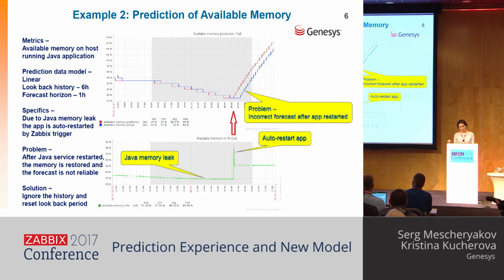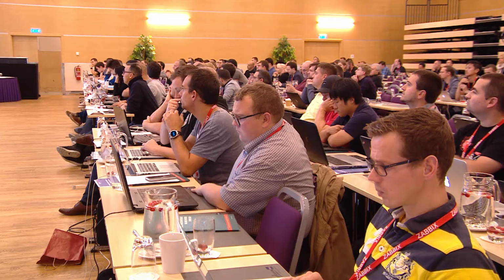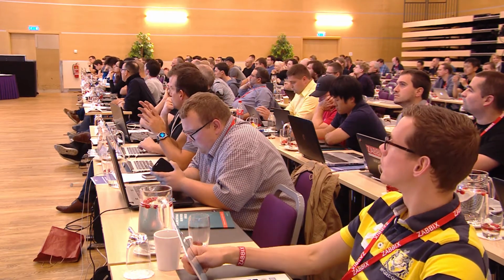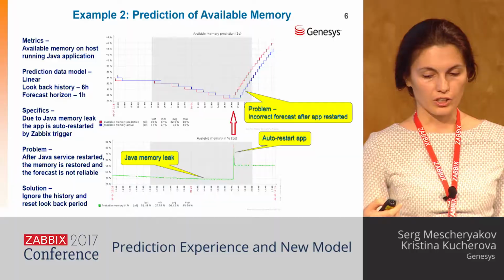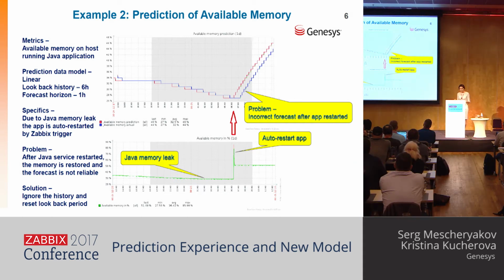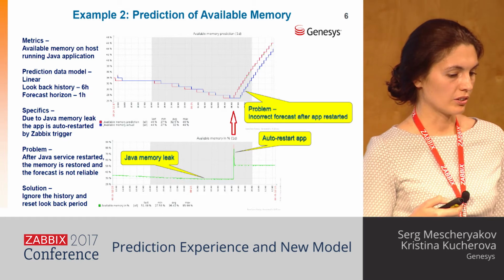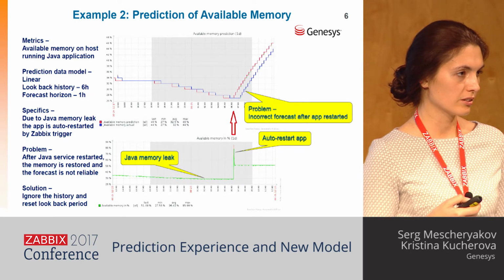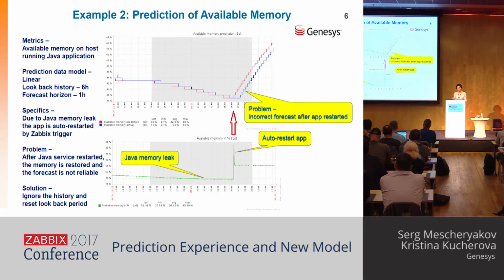From the Zabbix recommendation in the documentation, we know that we might wait until it becomes stable. But from our experience, it's better to just clean up the history at the moment when we restart the service. This way we will get an accurate prediction. So the expectation from the Zabbix team is to automate it somehow, for example, to create a trigger that will monitor that the process ID has changed. At this moment I can clean up the history and have an accurate forecast.